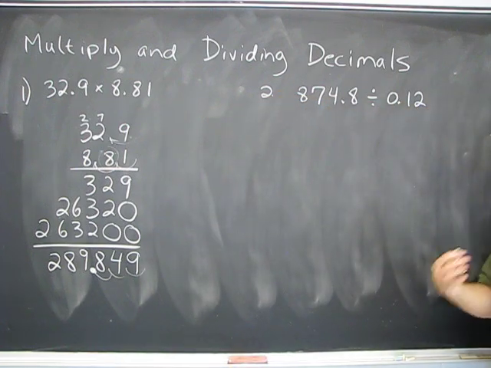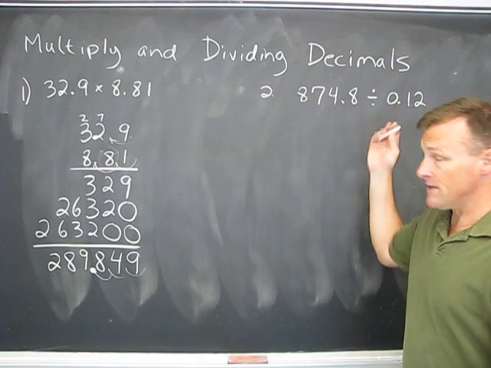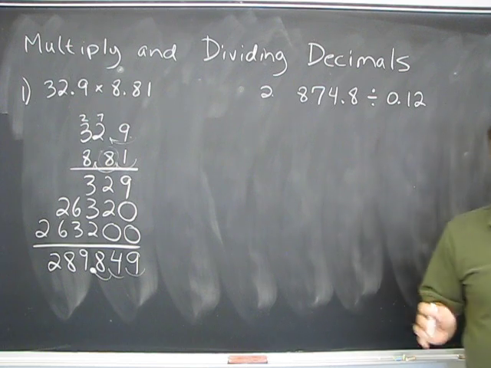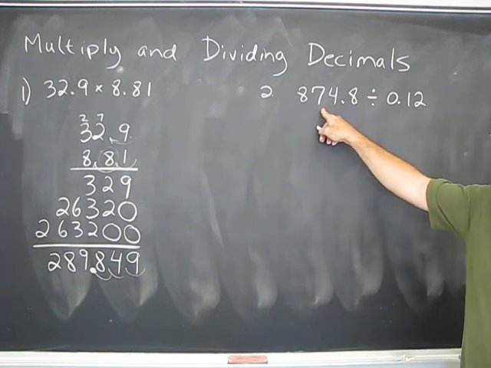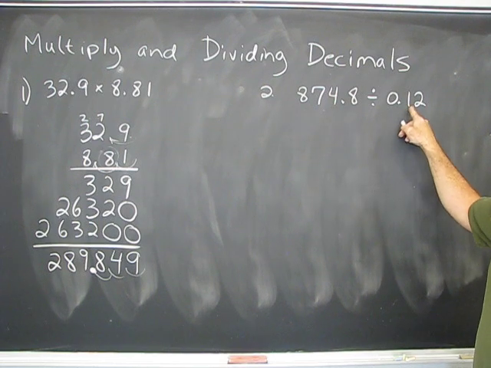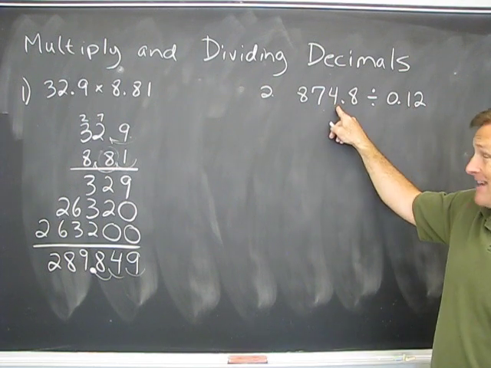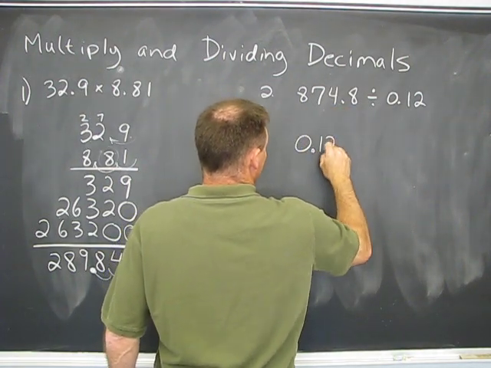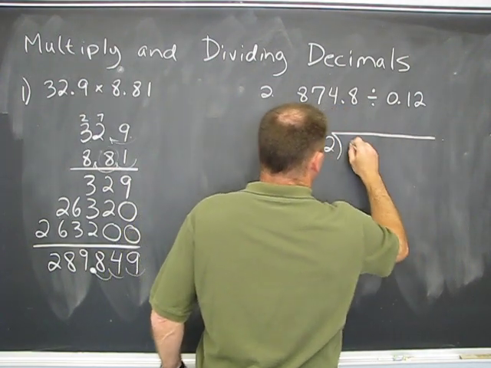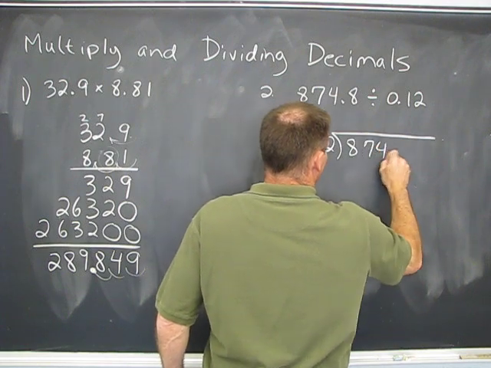Division. Well, okay, division's already tough enough. Now we've got decimals in there, but the first job is to remove the decimal from the divisor. Now remember, this is the dividend, that's the divisor. So when you put it together, the dividend goes at the end, so you're going to go 0.12 into 874.8.